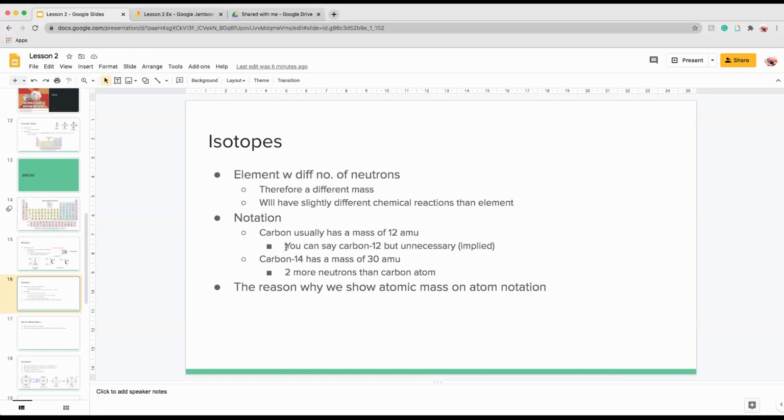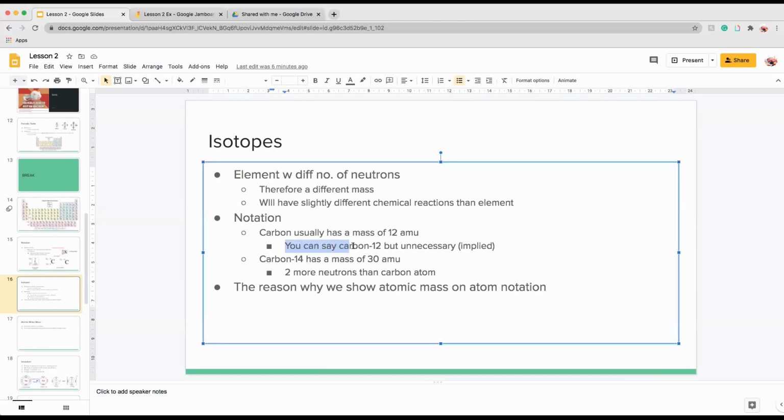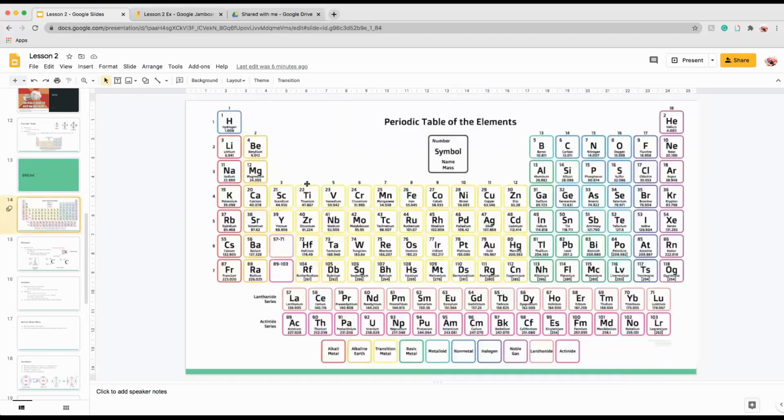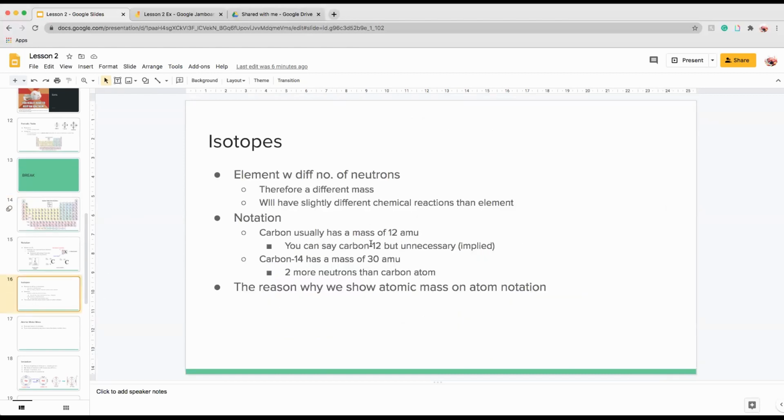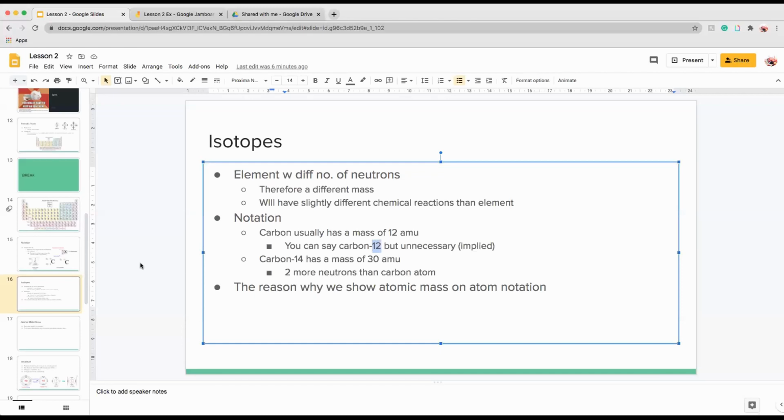If you see this point here, you can say carbon 12, but it's unnecessary, implied. Again, carbon, if you look on the periodic table, has a mass of 12 AMU. You can say that you have carbon 12, but you don't need to, because the default mass of carbon is 12. All of the numbers you see here are the default mass, where you don't have to say their mass after the name itself, because everyone just assumes it is the default mass.